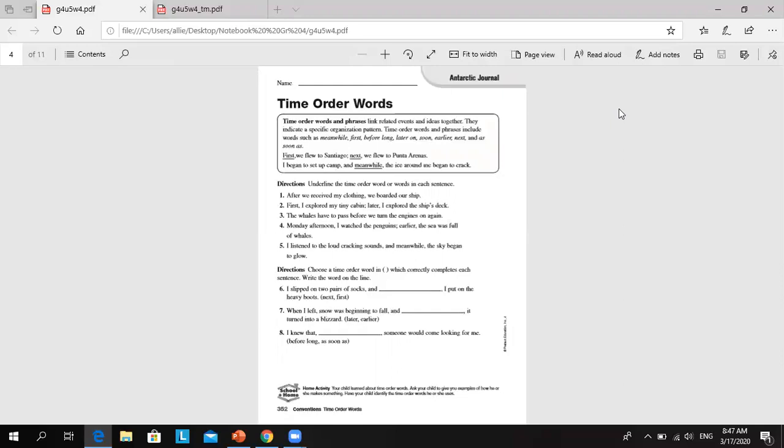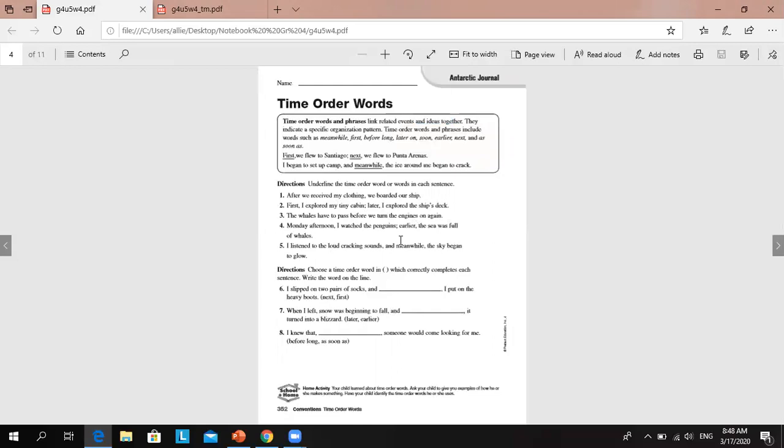Today we will be discussing, in our grammar lesson, time order words. So what are time order words? Time order words and phrases link related events and ideas together. They indicate a specific organization pattern.